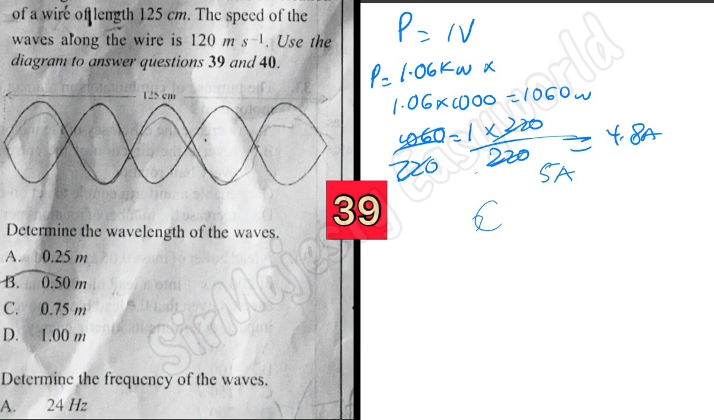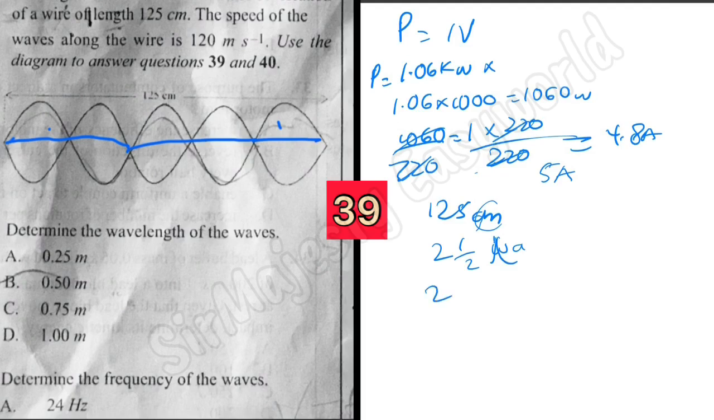So first of all, we already know the total length of this wire is 125 centimeter. So I need to count the number of wavelengths here. Counting here, that will be 1, 2, then half. So this will be 2.5 wavelengths here.